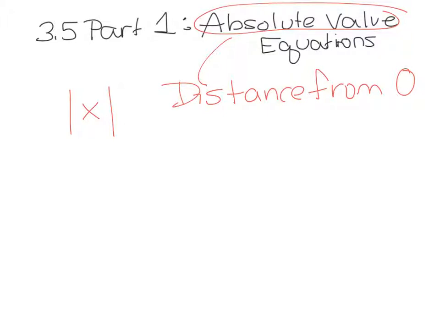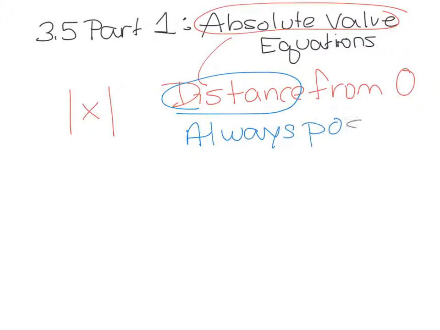And one thing you have to remember is that a distance is always positive. There's no such thing as a negative distance. So your distance, no matter if you're moving in the positive or negative direction, should always be a positive number.